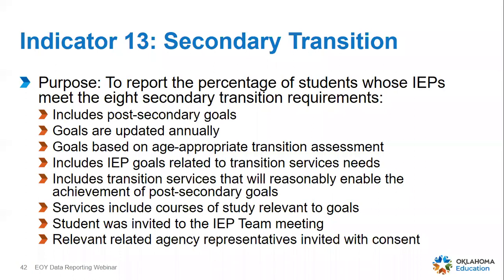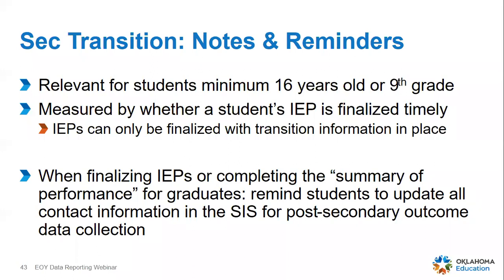Okay, secondary transition. Report the percentage of students whose IEPs meet those requirements. This is relevant only for students who are at least 16 years old or in 9th grade. So if they're 15 in 9th grade, 16 in 8th grade, all of this applies. And we measure it by whether a student's IEP has been finalized on time. IEPs can only be finalized with transition information in place for that age group. So if it's finalized on time, we assume at least that the bare minimum transition information has been included.